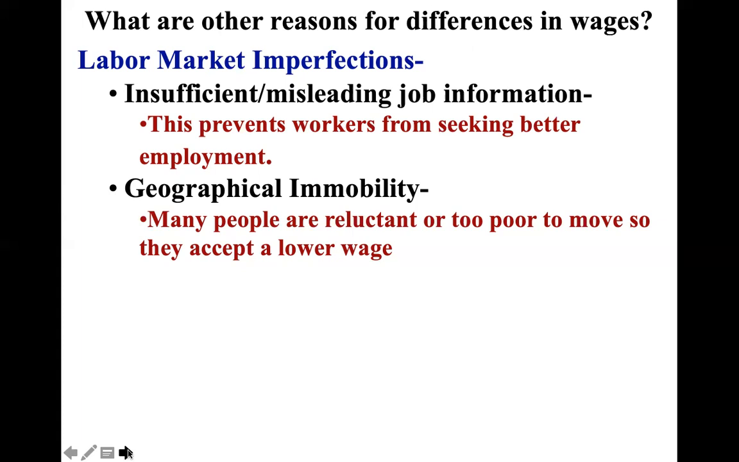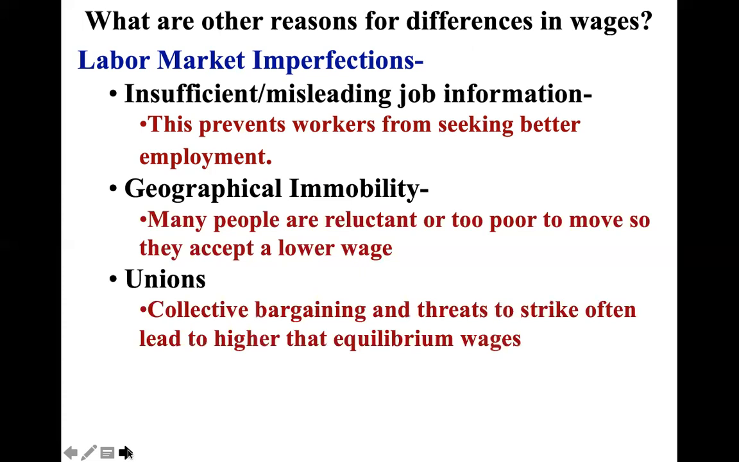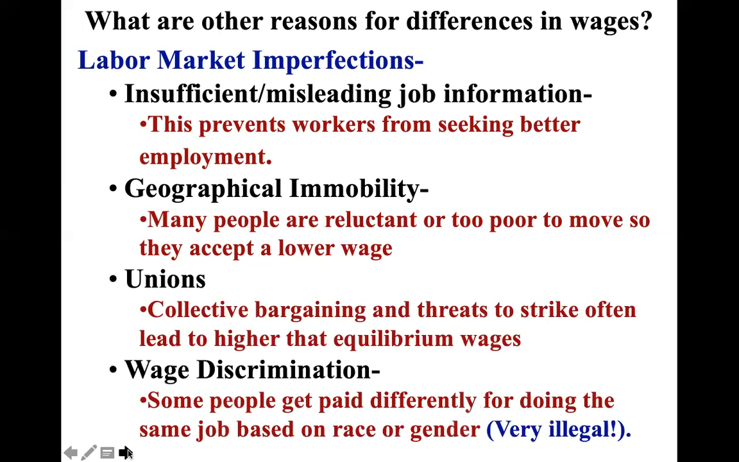Okay, and then things like unions are going to make wage markets function differently. If there are unions in an industry, collective bargaining and threats to strike are going to lead to higher wages, and wages may be higher than what the market equilibrium would call for, because unions could collectively bargain for higher wages. And then finally, wage discrimination is a huge issue that these models are not showing.